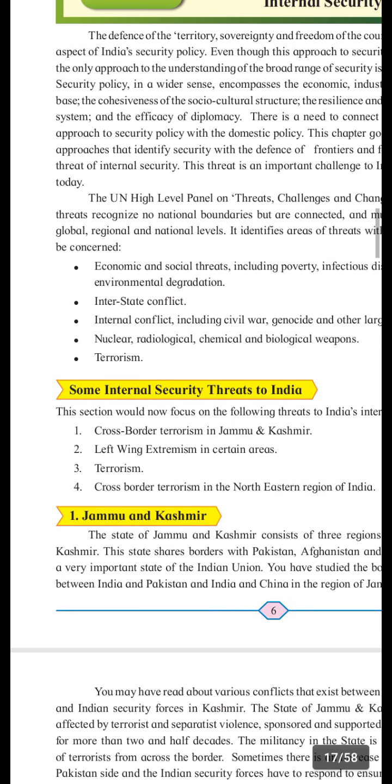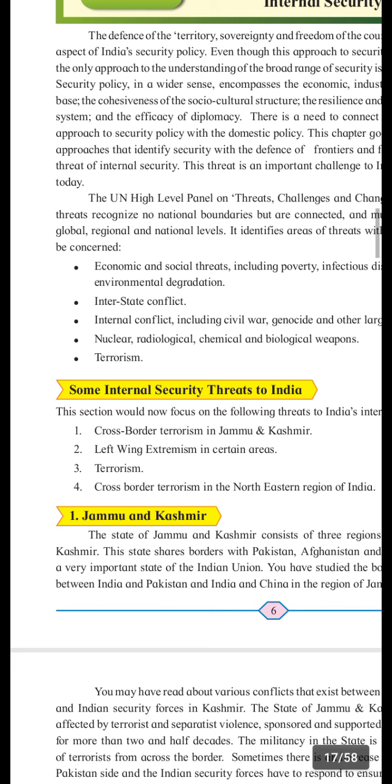A UN-level panel decided on some threats at the world level, threats in front of the world related to security. But in this lesson we are going to learn about some internal security threats to India, not the world. Today we are going to see some internal security threats to India.